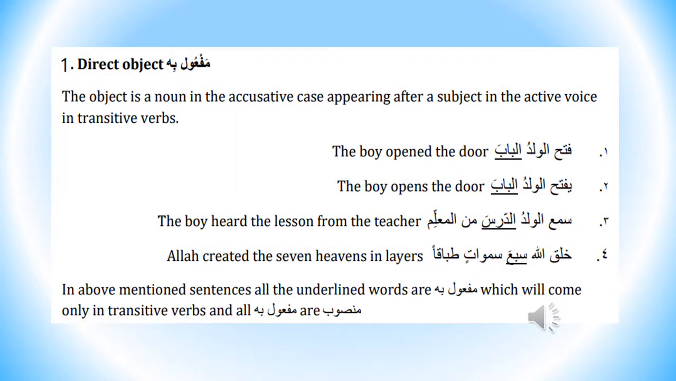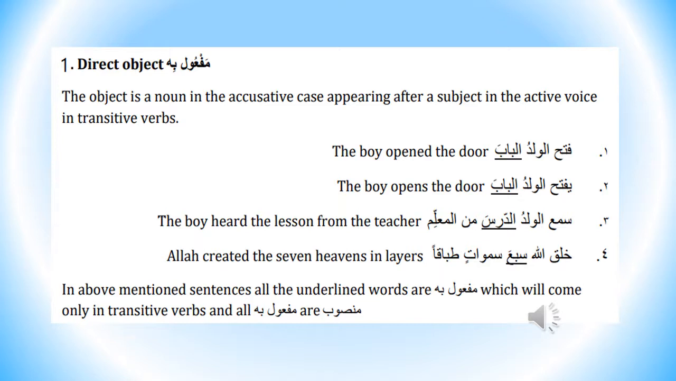Dear students, please listen carefully. Now we can see in detail. The first one, al-maf'ul bihi, the direct object. It means the object is a noun in the accusative case appearing after a subject in the active voice in transitive verbs. Accusative case means which ends with fataha.